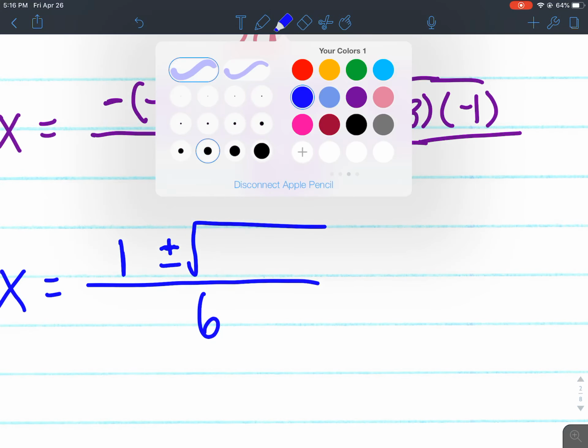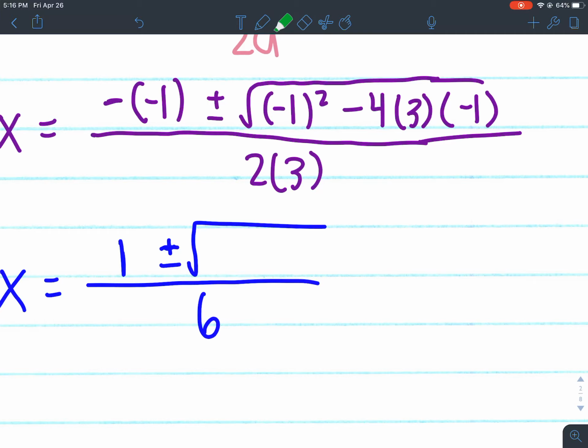Okay. Now, my next step here, I need to simplify what's under the radical. So I'm going to highlight all of this in green, everything that's under the radical.